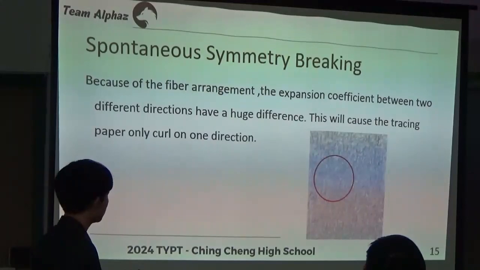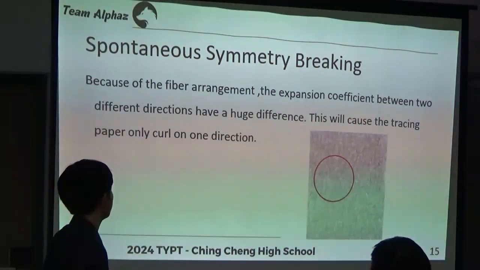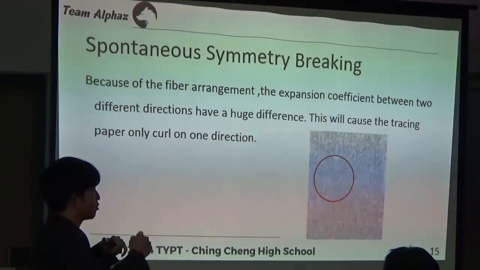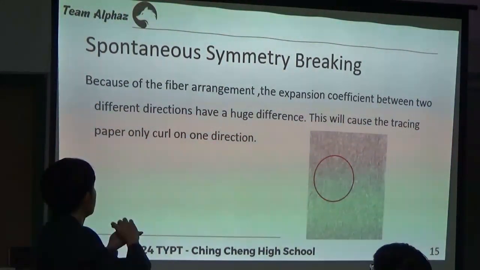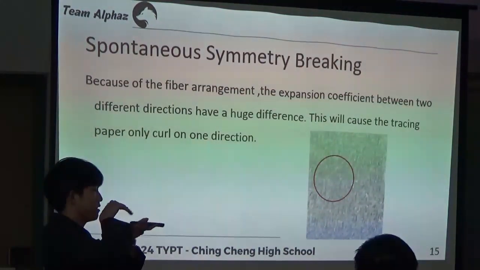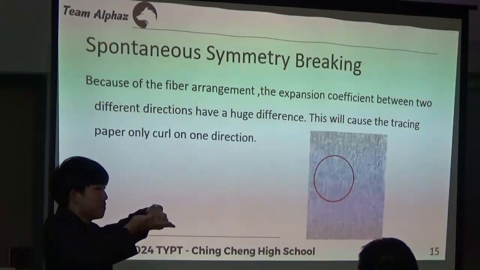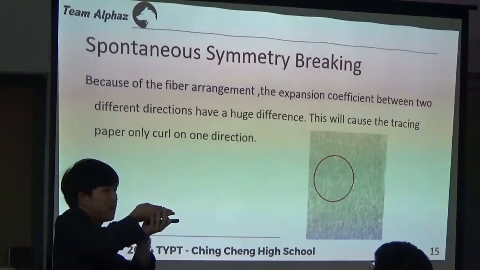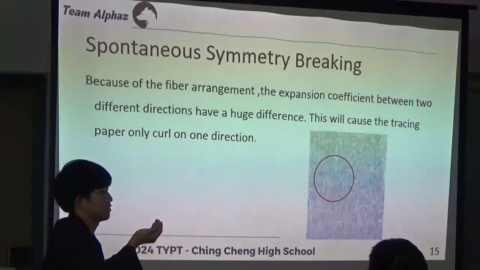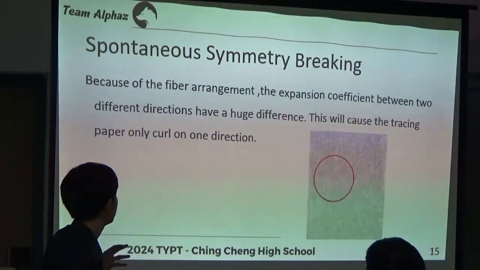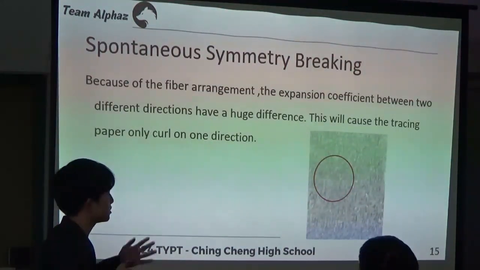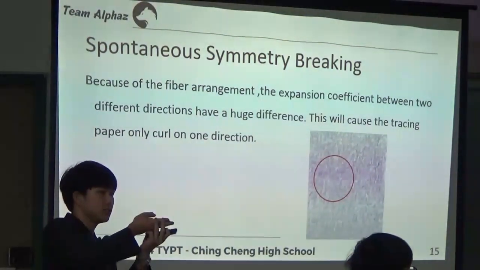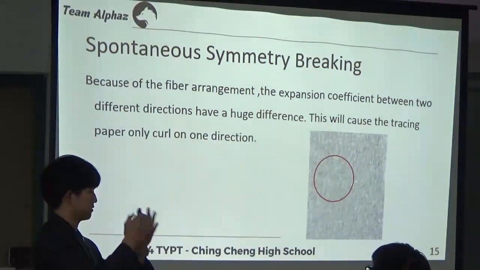And here it comes to the spontaneous symmetry breaking. Because of the tracking paper, you will have a fiber like this in the paper. So it will curl like this, it won't curl like this, because the expansion coefficient is different. The expansion coefficient like this is bigger than this.